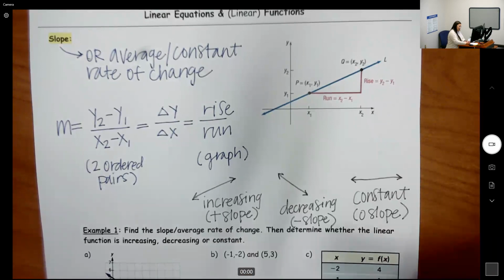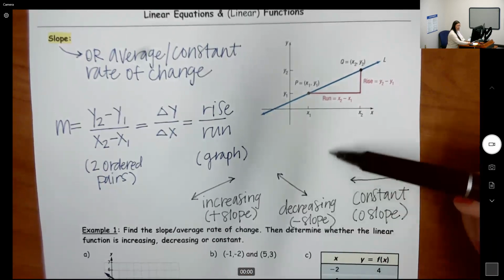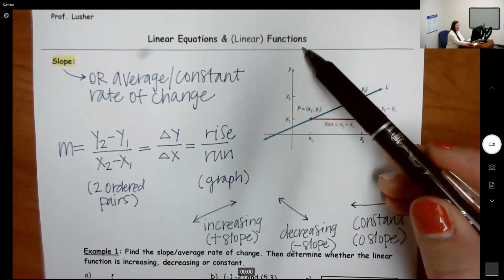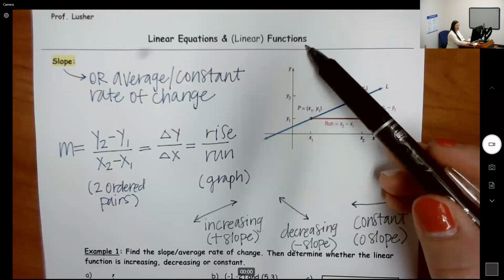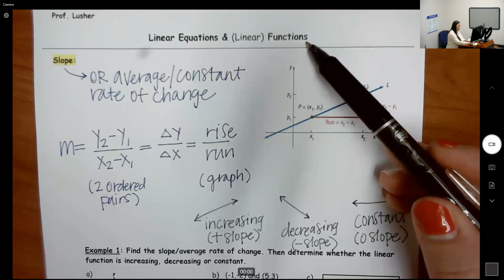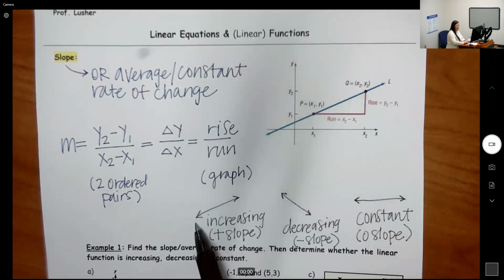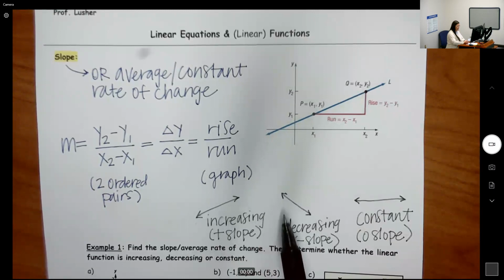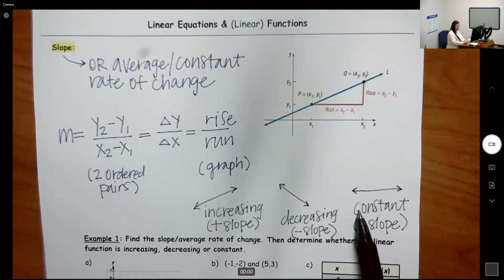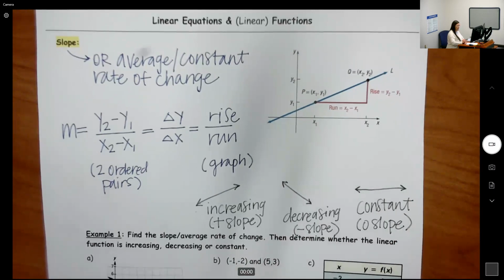You do also have a line that could be vertical, but because we're talking about functions, vertical lines are not functions, and so we will not include those in this one. So we have increasing going up from left to right, decreasing going down from left to right, and it's constant if it is a horizontal line.